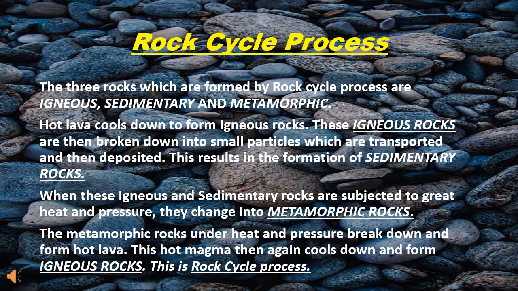Hot lava cools down to form igneous rocks. These igneous rocks are then broken down into small particles which are transported and then deposited. This results in the formation of sedimentary rocks. When these igneous and sedimentary rocks are subjected to great heat and pressure, they change into metamorphic rocks. The metamorphic rocks under heat and pressure break down and form hot magma. This hot magma then again cools down and forms igneous rocks. This is the rock cycle process.